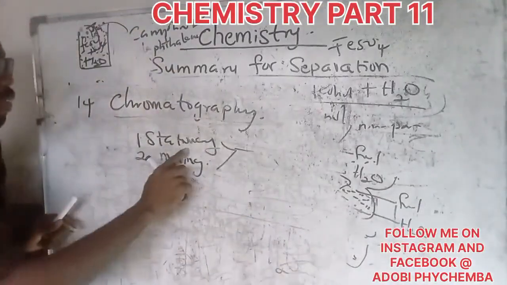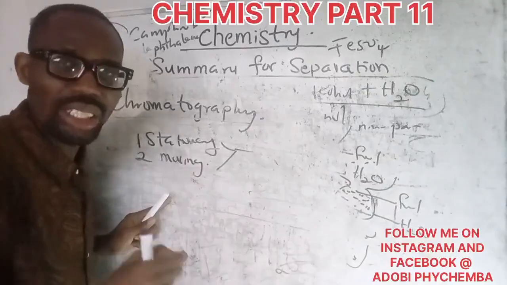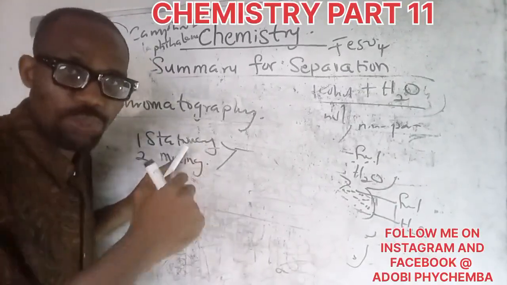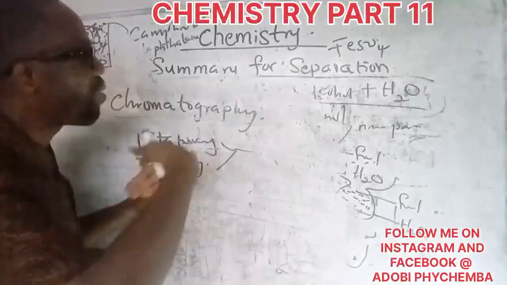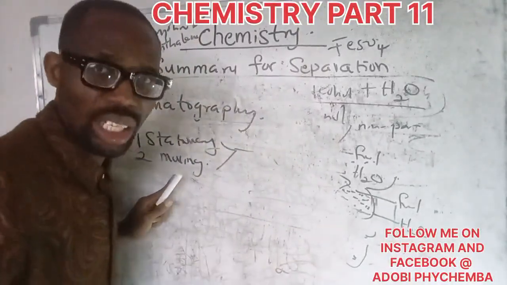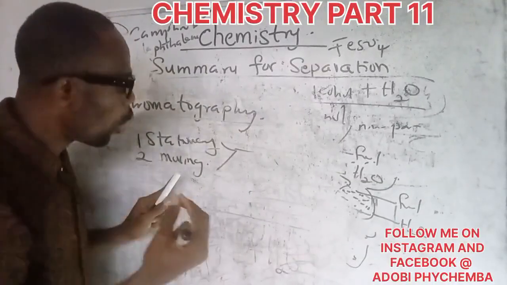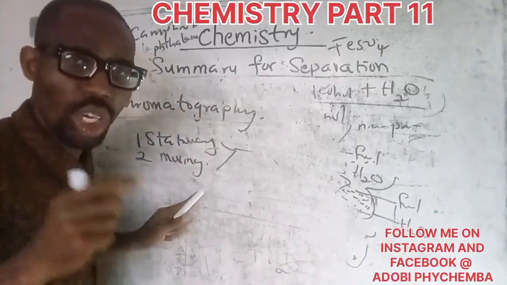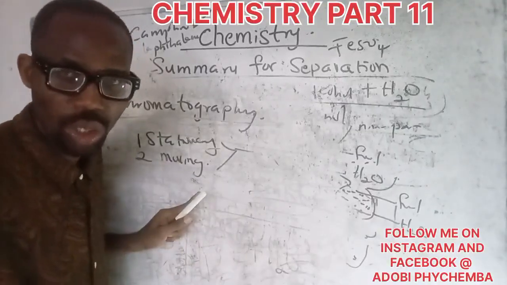If the stationary phase is a solid, then we call it absorption chromatography. And to obtain the constituents of this mixture, it is by distribution ratio. I've explained that in the previous video. If the stationary phase is a liquid, then we call it partition chromatography. To obtain the constituents in such a mixture, it will be done by what? Coefficient of partition. Okay, I've explained that.